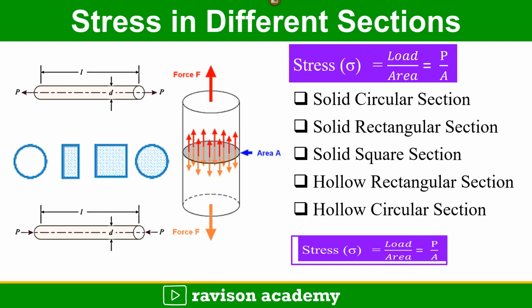Based on the sectional area, we want to substitute the area as follows. For the circular section, substitute pi by 4 d square; rectangular, you can take it as L into B; square section, you can take as A square; hollow rectangular section, outer section area minus inner section area; and hollow circular section, similarly outer circular section area minus inner circular section area.